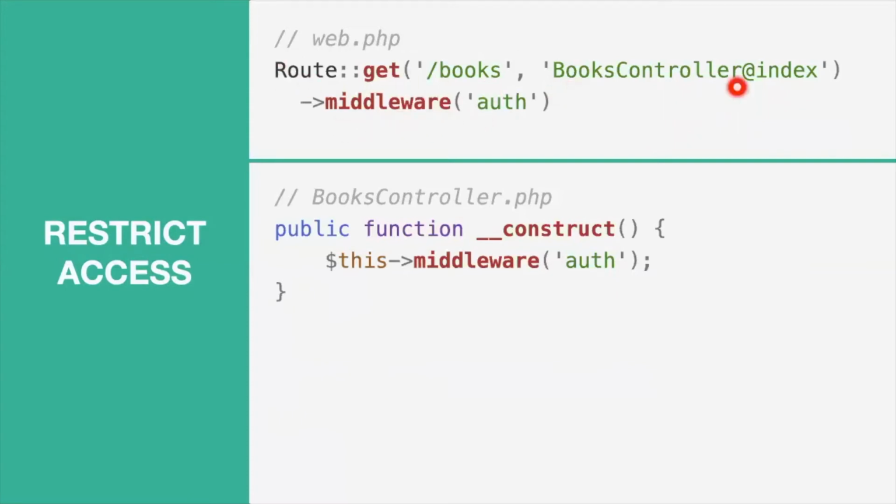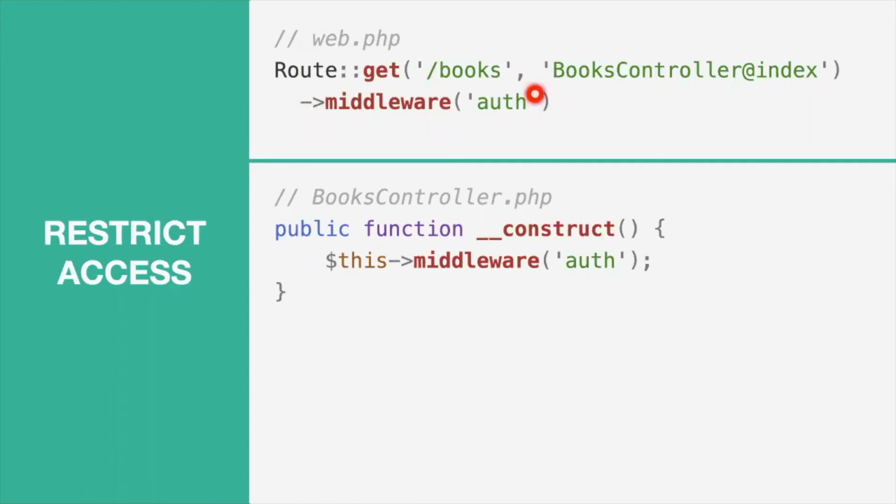So here's what a normal route would look like. We have our get method, we have our path /books, and then we have the link to the controller: BooksController at index. That's what we just saw on the previous slide. Well, we want to restrict this to just authenticated users. So we're going to add ->middleware('auth').